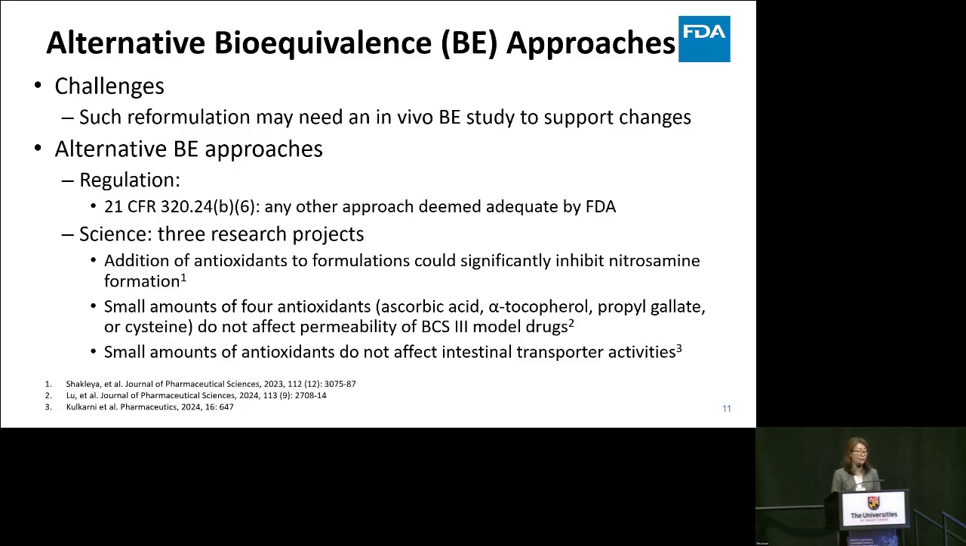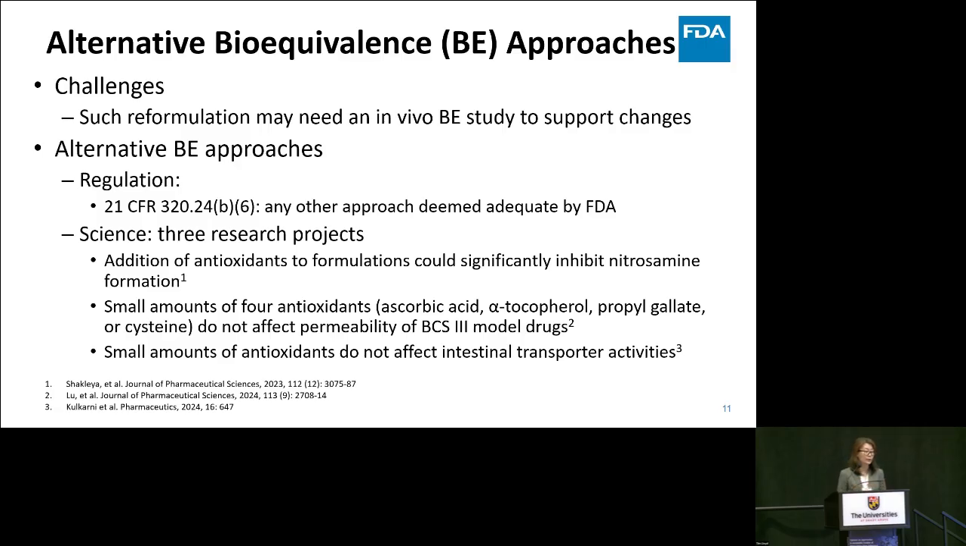In terms of scientific evidence, FDA either conducted or sponsored research projects to give this information. The first project I want to talk about is FDA's internal project. The results indicate that addition of antioxidants to the formulations could significantly inhibit nitrosamine formation. The second and third are related to bioequivalence. The second research project indicates that small amounts of 4 antioxidants, including ascorbic acid, alpha-tocopherol, propyl gallate, or cysteine hydrochloride, do not significantly affect the permeability of the BCS3 model drugs. The third project indicates that small amounts of antioxidants do not affect intestinal transporter activities, and about 30 antioxidants were studied in the third project.